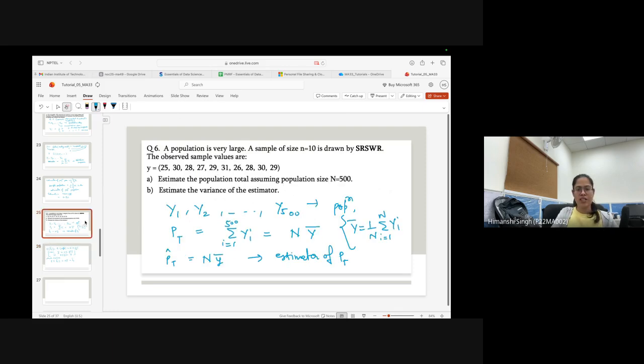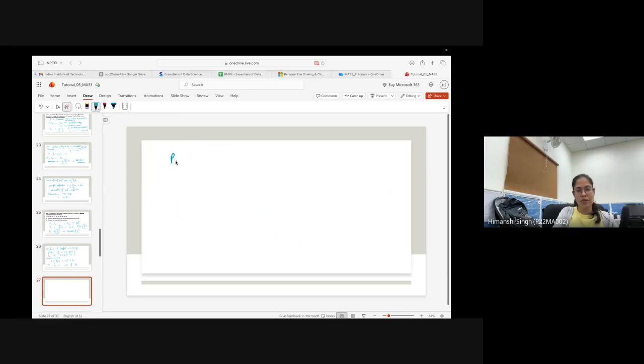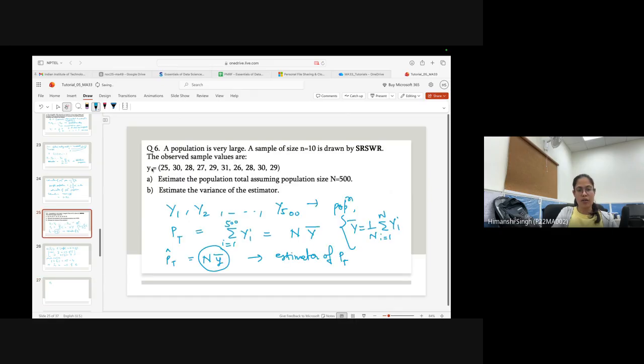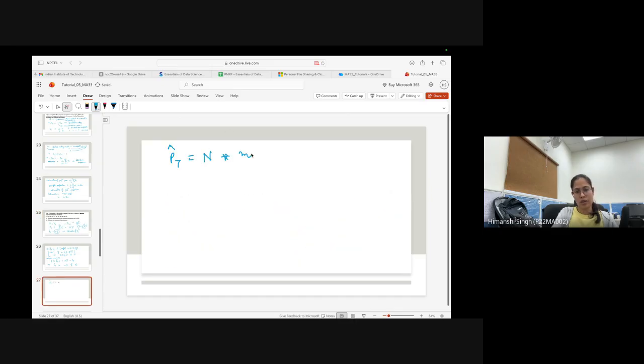Fine. So this was an extra information. Basically, in this question, it is asked that I want to estimate the population total. So this is the estimator for the population total, and I want to estimate it. Then I will just put the values here of the sample. So if I want to calculate it using R, it will be capital N star mean of Y. Y bar is stored in Y. So this is the R command.